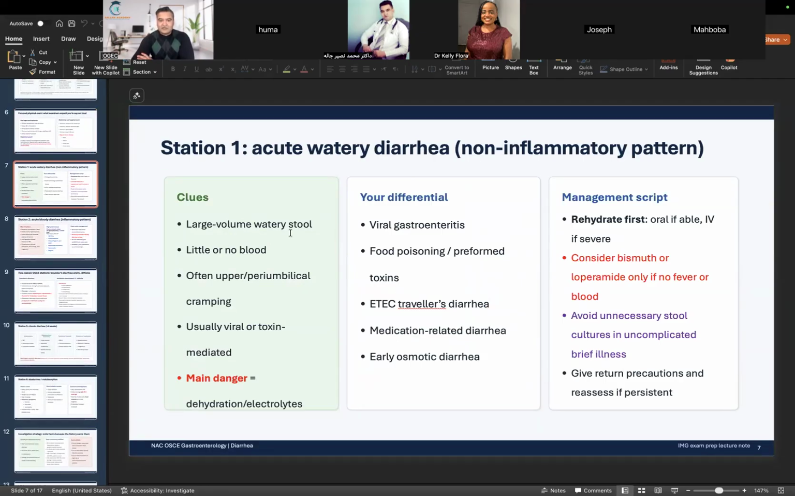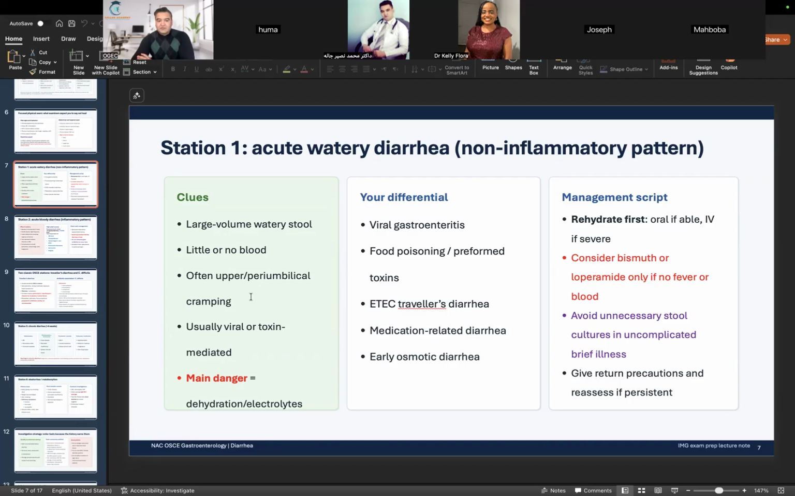Station one, let's say you have acute watery diarrhea. If it is watery diarrhea, it is more likely to be non-inflammatory and self-limited, and it does not require treatment with an antibiotic, or we do not even need to overly investigate the patient. So what are the clues for acute watery diarrhea? Usually it will be large volume, watery stool, and little or no blood. Usually no blood. If they want to test you, they will make it very specific.